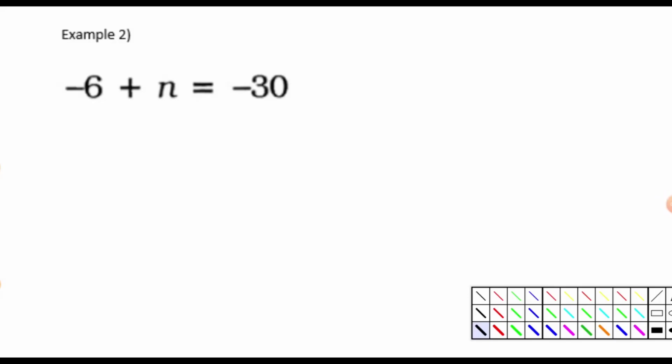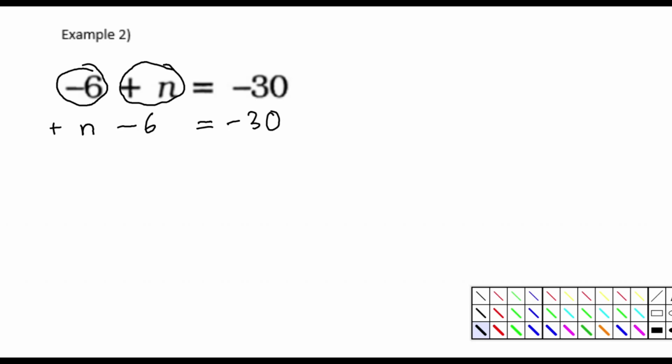Problem 2, same idea, but a lot of students have trouble with this because that -6 is in front of the variable. But you can use the commutative property and just rewrite this. So I can just rewrite this as n subtract 6 is equal to -30. Now remember, the negative belongs with the 6, so that's why I have -6 here. And this positive sign belongs with n, so that's why I didn't write it, but I could have written it like positive n subtract 6 is equal to -30.